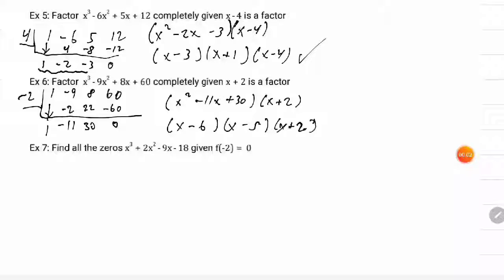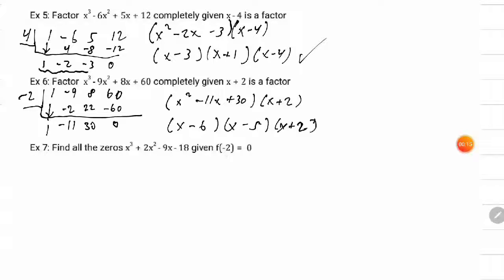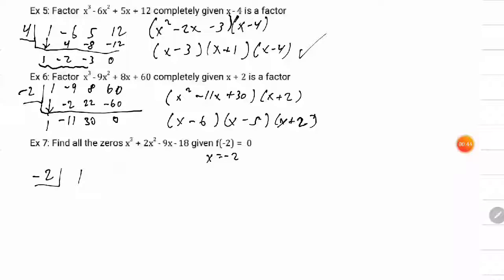So, when we're trying to find all the zeros of an equation, that's best to factor. Okay, so the example 7 is basically like example 6 and example 5, because they give us the fact that if I plug in that negative 2 is a factor, that it is a 0. So f of negative 2 is the same thing as saying x equals negative 2, or we're going to divide this by x plus 2. So I'm going to use negative 2 as the divisor here in our synthetic division, and then we have 1 for our x cubed, 2 for our x squared, negative 9, and then negative 18.